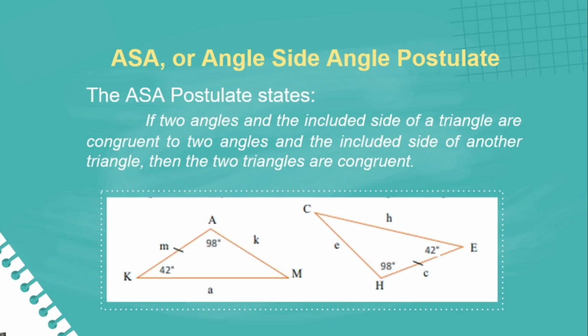So we have triangle MAK and triangle CHE with side M and C that are congruent. Also, angle A is congruent to angle H, while angle K is also congruent to angle E. So by ASA postulate, these two triangles are congruent.